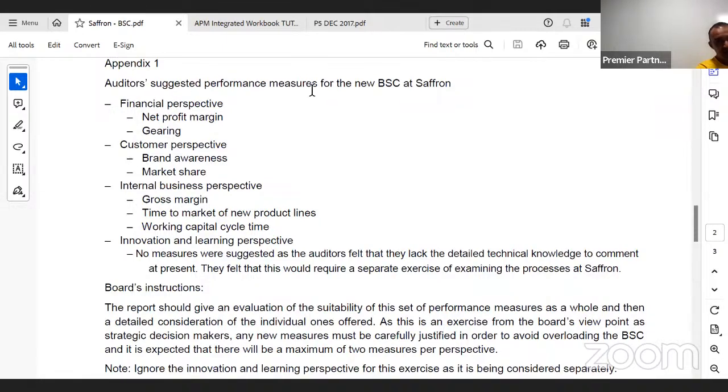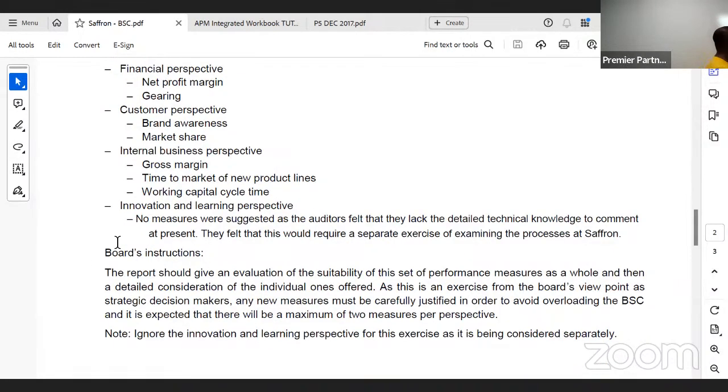Right? The auditor suggested performance measures for the new BSc. They have given 2 here, 3 here, and no measures were suggested as auditors felt that they lacked detailed technical knowledge to comment at present. They felt that this would require a separate exercise of examining the proposed process set from board instruction. The report should give an evaluation of the suitability of this set of performance measures as a whole, and then detailed consideration of the individual ones, 14 marks.